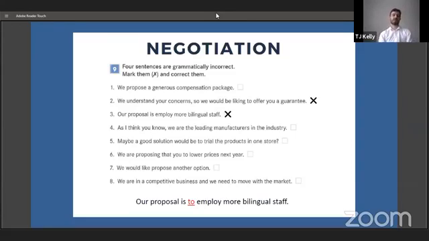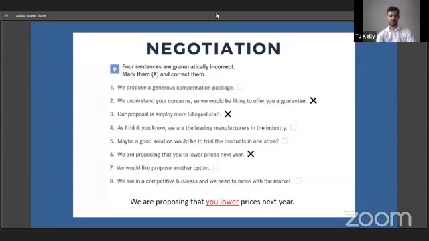The fourth sentence reads, as I think you know, we are the leading manufacturers in the industry. That sounds fine to me. The fifth sentence, maybe a good solution would be to trial the products in one store. Again, perfectly okay. The sixth sentence says, we are proposing you to lower prices next year. That's not quite right. We are proposing that you lower prices next year. I think sounds better. Drop the two.